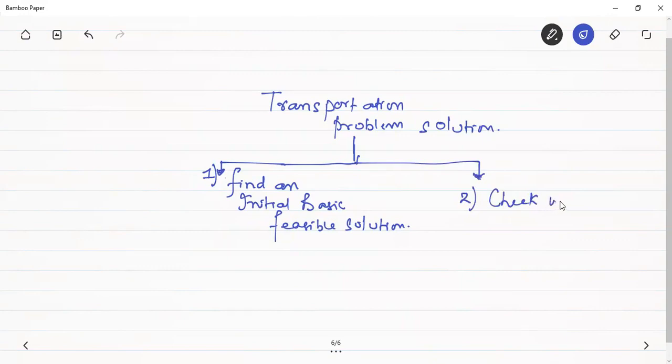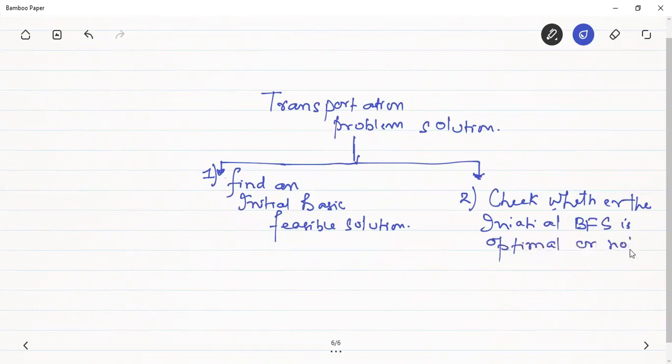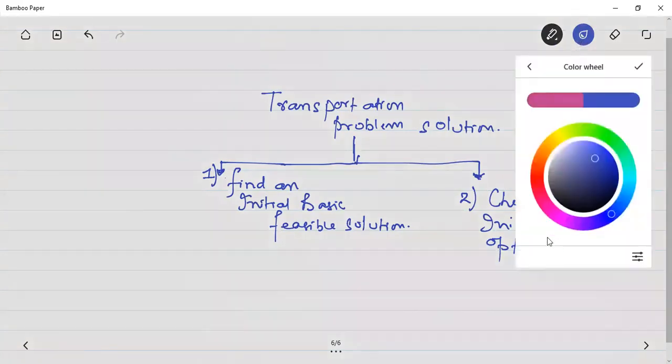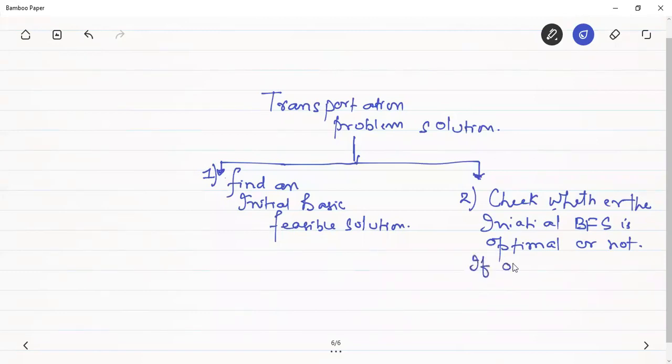The second step is to check whether the initial basic feasible solution is optimal or not. So the first step will be to find an initial basic feasible solution, and once you have found it, you check whether that initial basic feasible solution is optimal or not. If it is optimal, then we don't need to go further. If that solution is not optimal, then what we have to do is find the optimal solution.